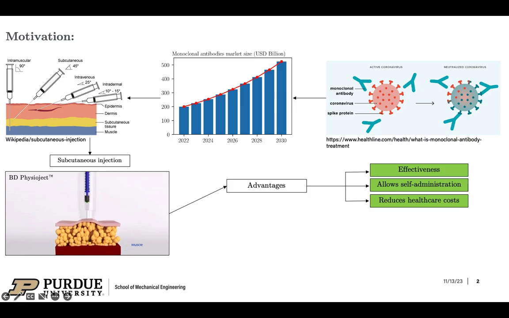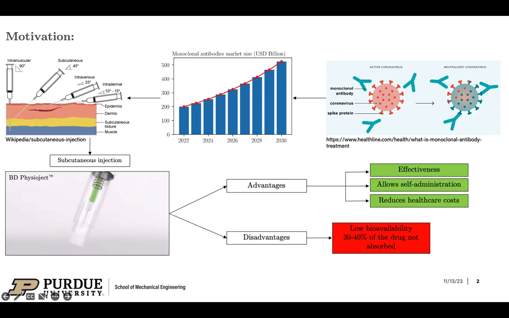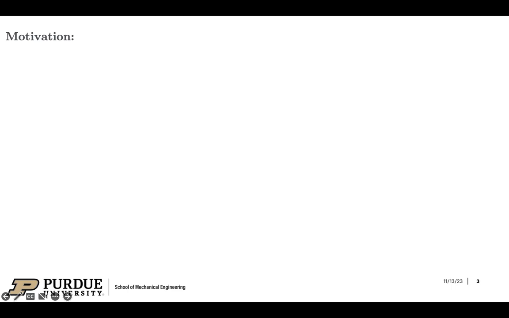However, it also presents a major challenge from a clinical point of view, which is its low bioavailability. The bioavailability of a drug is defined as the fraction of the drug that reaches the systemic circulation. In the case of mAbs, only 60% of the injected drug reaches the systemic circulation. This problem can be bypassed by injecting larger injection volumes. However, the administration of larger injection volumes entails various challenges.